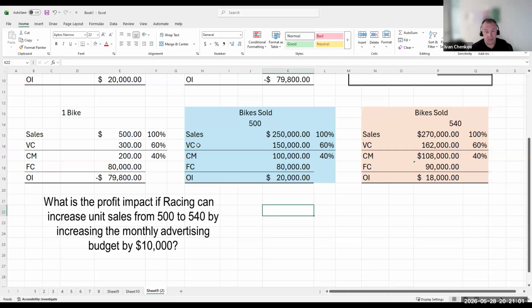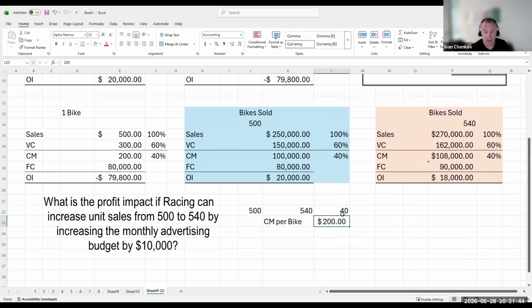Right now, I'm selling 500 bikes. I'm not changing the cost structure for the bike. So I'm moving from 500 to 540 bikes. What's the difference? The difference is 40 bikes. I'm selling 40 bikes more, clearly. What's my contribution margin per bike? I already know it is $200.